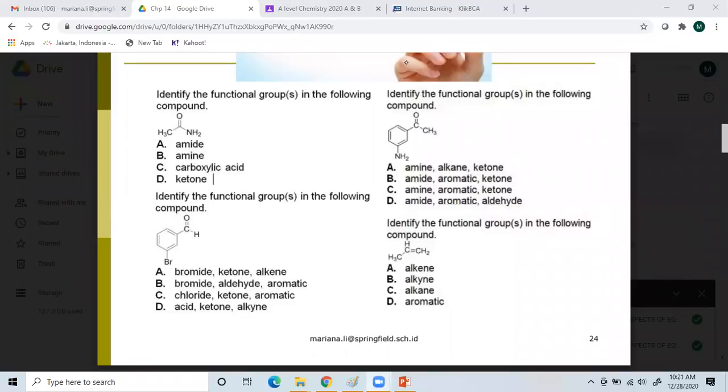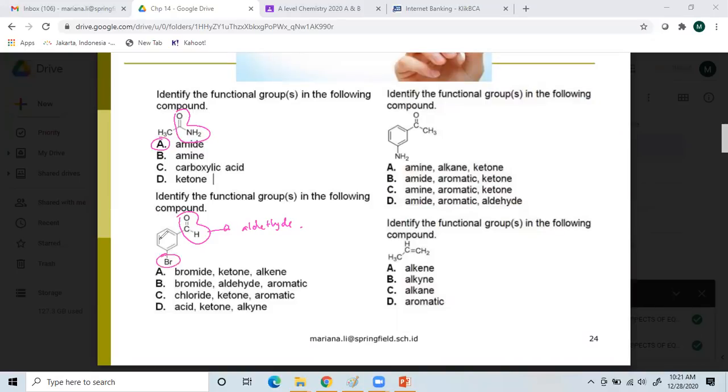Okay, are you done? If you are done, you can check your answer with mine. Identify the functional group in the following compound. We have C double bond O NH2, so this is amide. Identify the functional group in the following compound. Look here, I have COH. What is this? This is aldehyde.